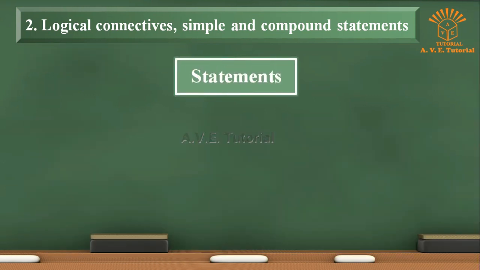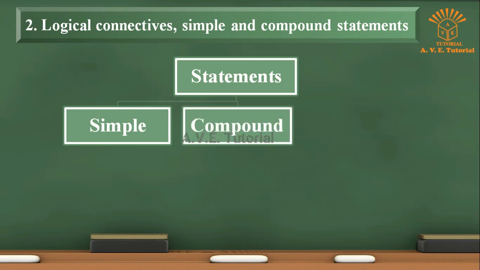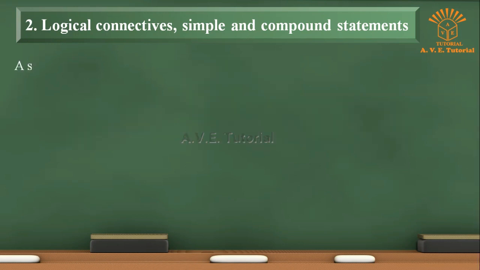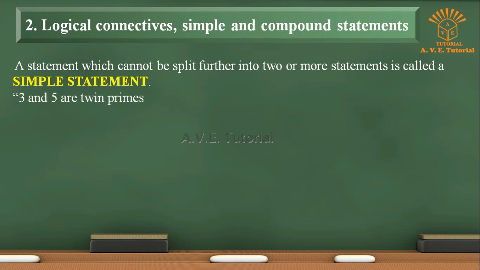There are various types of statements. First, simple statements. Second, compound statements. Third, component statements. Simple statements: a statement which cannot be split further into two or more statements is called a simple statement. 3 and 5 are twin primes, is a simple statement.